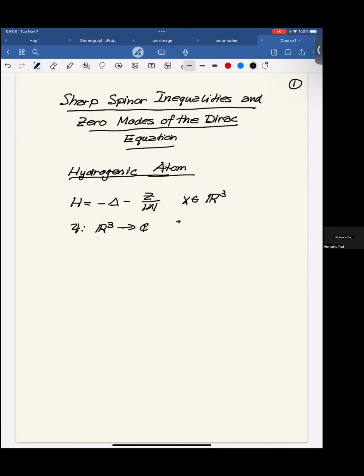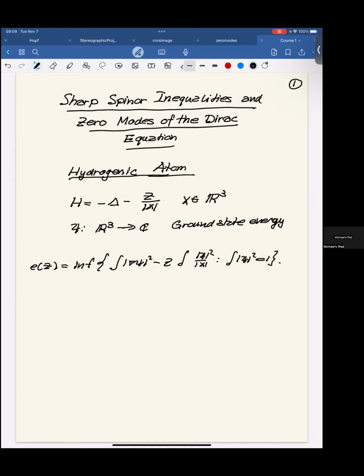The wave functions take values in C in general. And the ground state energy E of Z is, of course, we all know that, the infimum over all these energies, the kinetic energy minus Z psi squared over |x|. And of course, you have to have a normalization condition which is consistent with the probability interpretation, right?